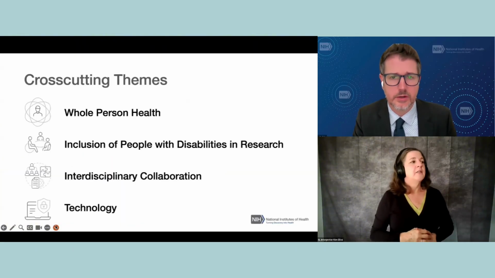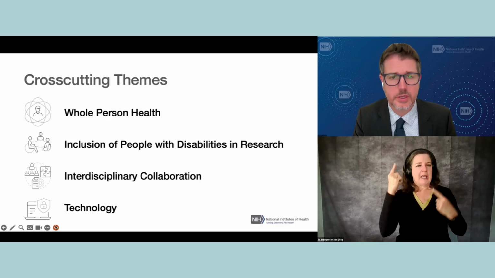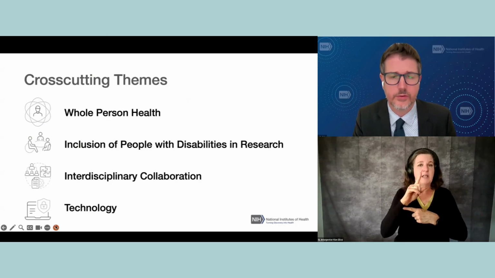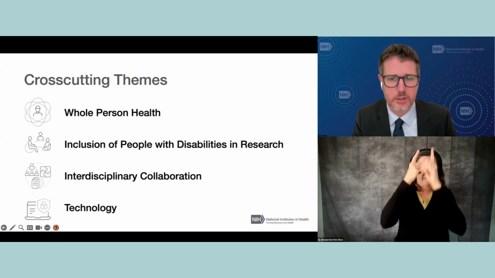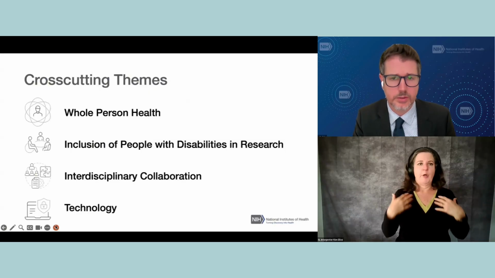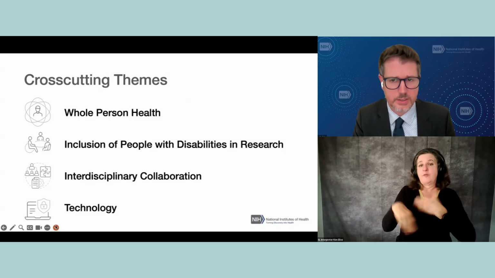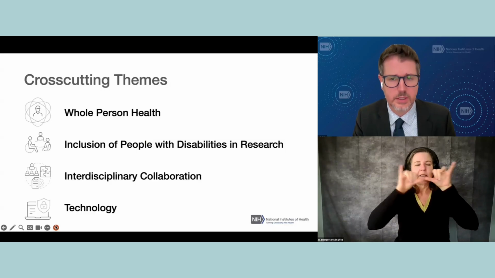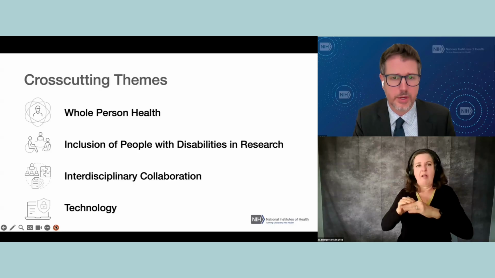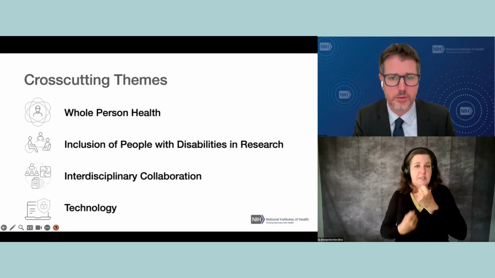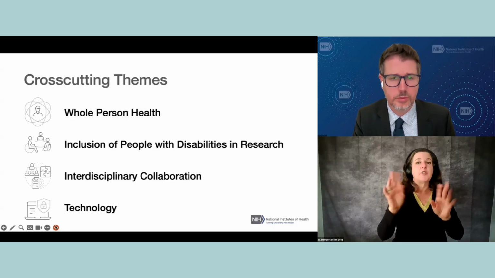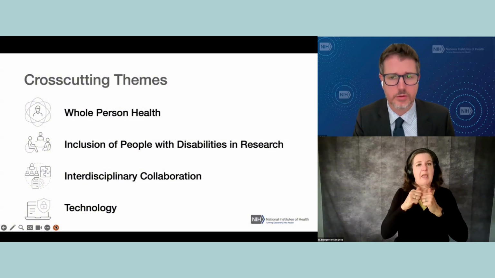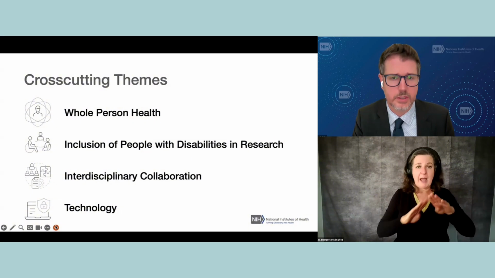The themes listed on this slide are key considerations regarding disability and people with disabilities that cut across the goals and objectives of the plan. The first theme is whole person health. Whole person health involves considering the whole person, not just separate organs or body systems, and examining the multiple factors that influence health and disease. This approach emphasizes supporting and empowering individuals, families, communities, and populations to improve health and well-being across interconnected biological, behavioral, social, cultural, and environmental domains.